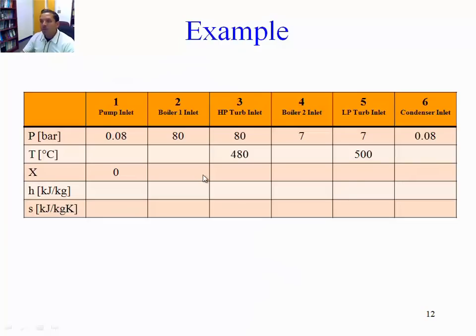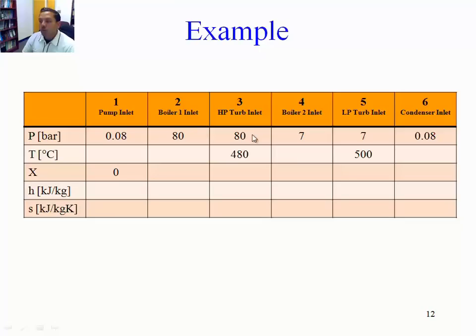So let's look at the summary of given conditions. Now we have 6 states in the entire cycle. One is usually, as always, the pump inlet. The inlet of the pump is at 0.08 bars, and the pump actually increases the pressure to 80 bars. What comes into the pump is perfectly saturated liquid, quality of 0, because it comes directly out of the condenser.